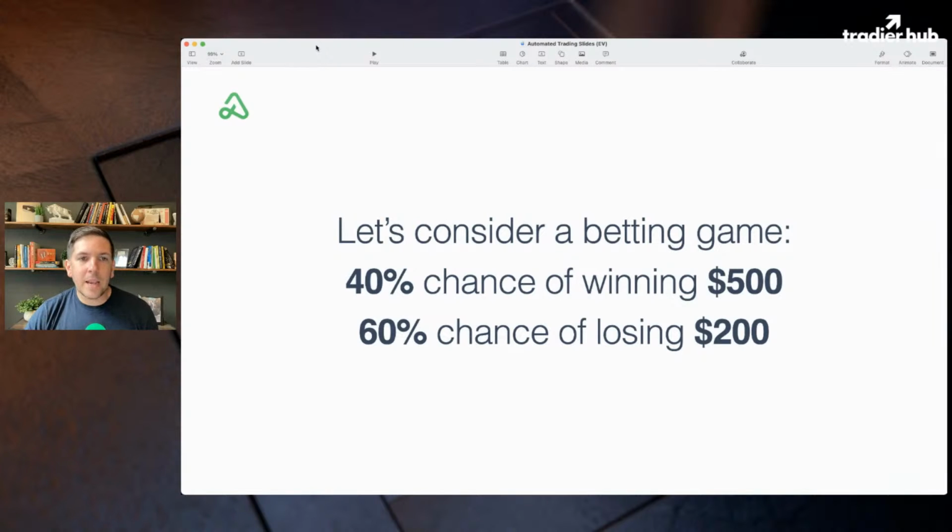So let's consider a betting game where it doesn't have to be a coin flip. It's just a game. Could be a coin flip, could be heads or tails, could be thumbs up, thumbs down, doesn't matter. But there's a 40% chance of winning and a 60% chance of losing. So the odds are slightly tilted against you, that you could have a 60% chance of losing and a 40% chance of winning. If you win, $500. If you lose, $200. So there's a 40% chance of winning $500 and a 60% chance of losing $200.